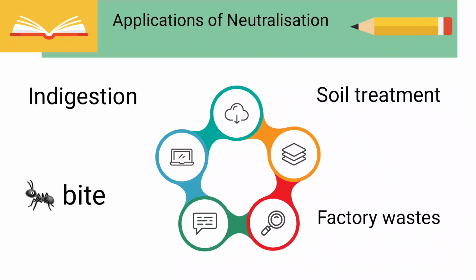Now let us see about the ant bite. When an ant bites, it injects an acidic liquid, that means formic acid, into the skin. The effect of the acid can be neutralized by rubbing moist baking soda or calamine solution. If it is there in your home, it would be better, which contains zinc carbonate. So it relieves the pain.